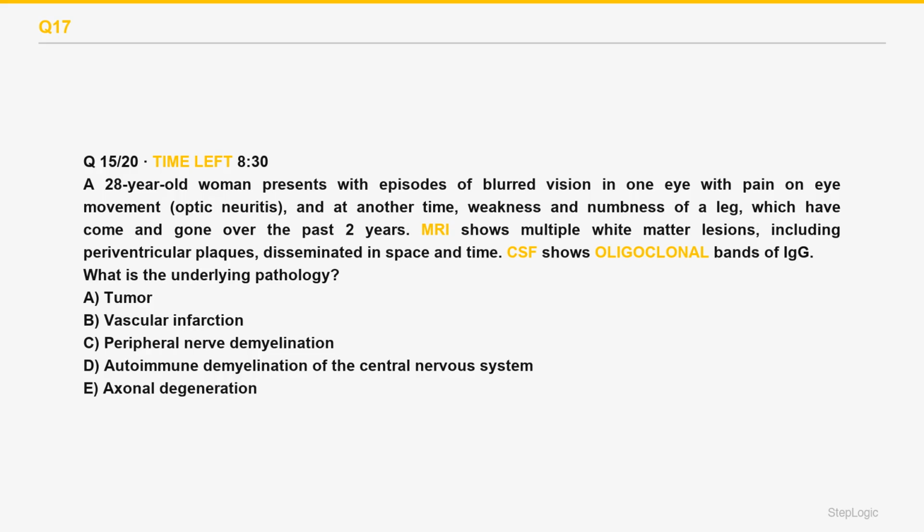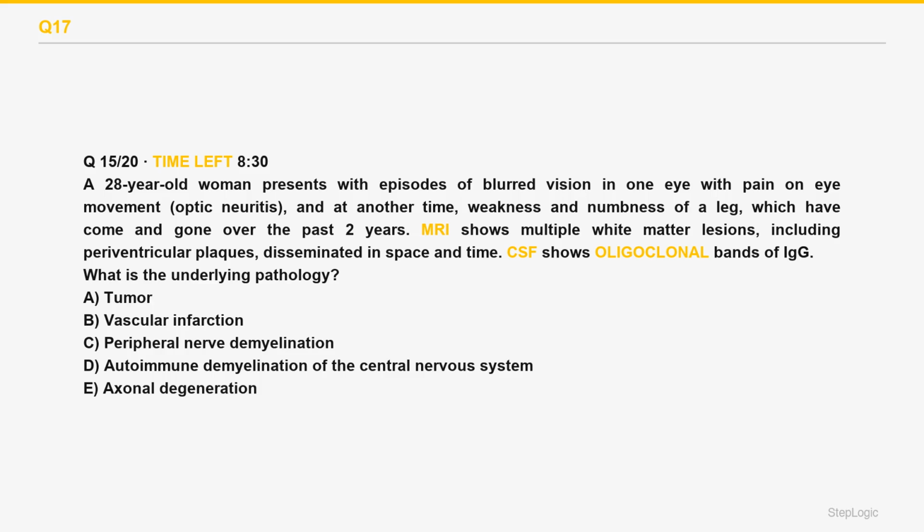What is the underlying pathology? A 28-year-old woman presents with episodes of blurred vision in one eye with pain on eye movement, optic neuritis, and at another time, weakness and numbness of a leg, which have come and gone over the past 2 years. MRI shows multiple white matter lesions, including periventricular plaques, disseminated in space and time. CSF shows oligoclonal bands of IgG.